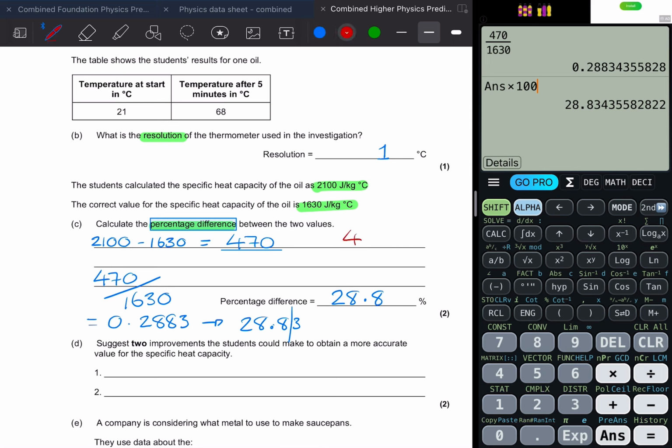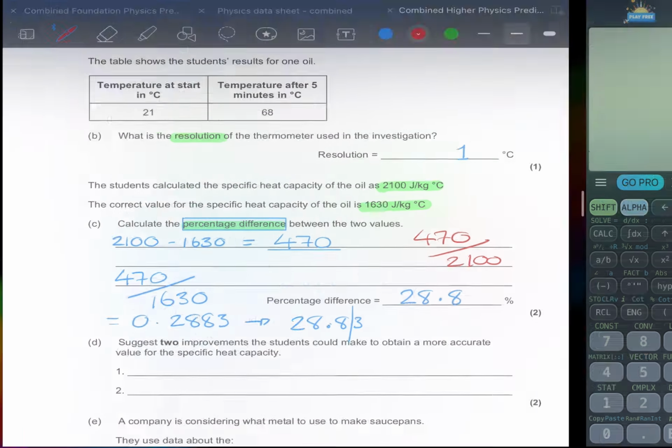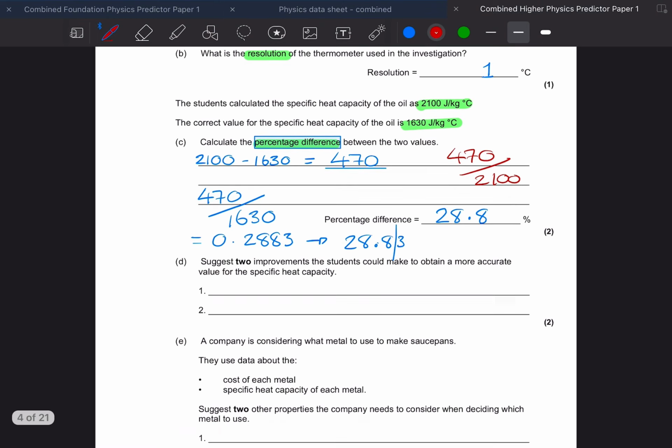You could have said 470 divided by 2100, which is the student's value, and we could have had 22.4%. That would have been fine too. It's because they're asking for a percentage difference. They're not asking for a percentage decrease or a percentage increase. So it doesn't really matter which one you calculate the percentage from.